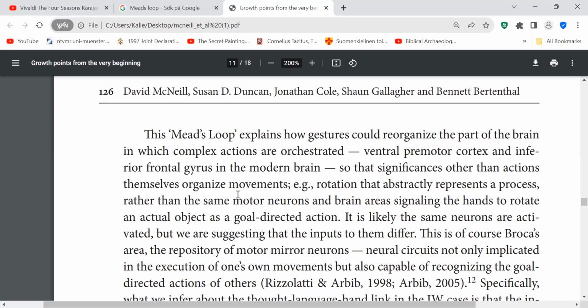It is likely the same neurons are activated. But we are suggesting that the inputs to them differ. This is, of course, Broca's area, the repository of motor mirror neurons. Neural circuits not only implicated in the execution of one's own movements, but also capable of recognizing the goal-directed actions of others.